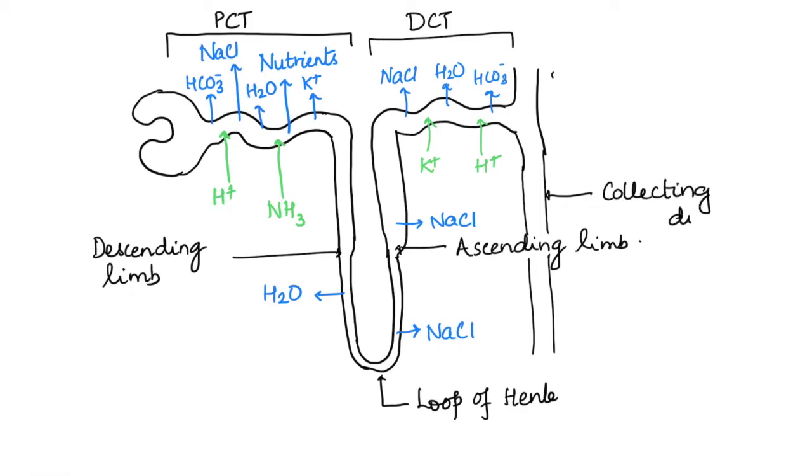The filtrate now moves into the collecting duct. The collecting duct has water channels, and this allows a large amount of water to move away from the collecting duct and thus produces a highly concentrated urine. So the different parts of the nephric tubule perform different functions by reabsorbing and secreting different substances. It results in the production of urine.